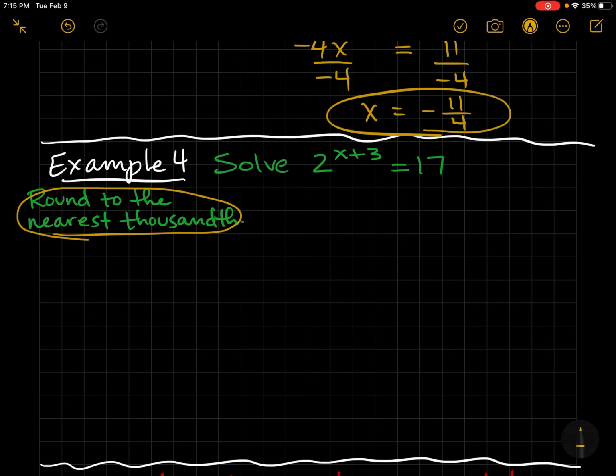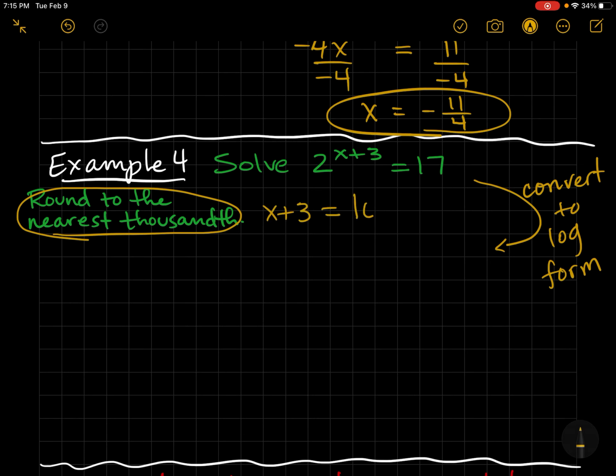So here, what you want to do is convert to logarithmic form, whenever you can't get those bases to match. So recall, exponent equals log of the same base. And you see how easy that became just by converting.